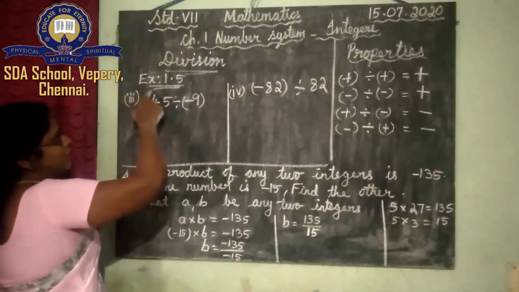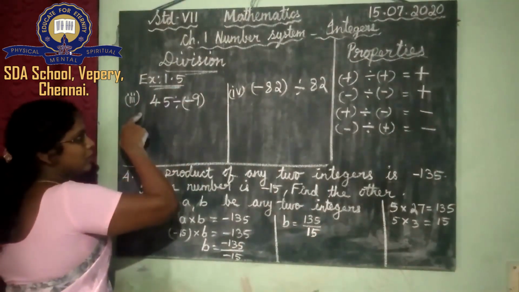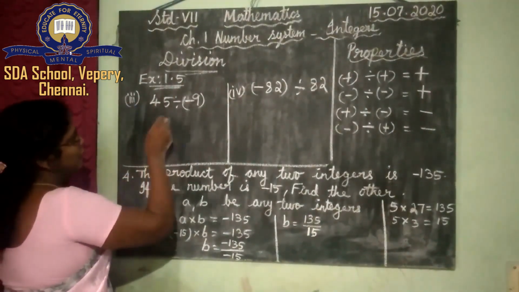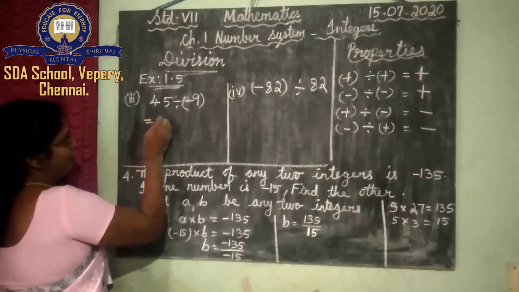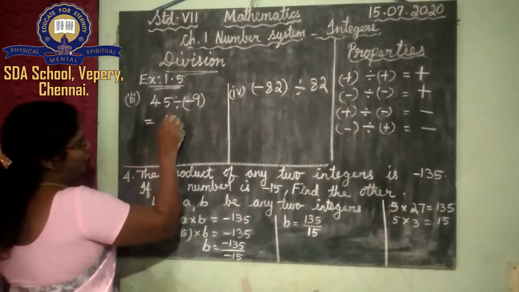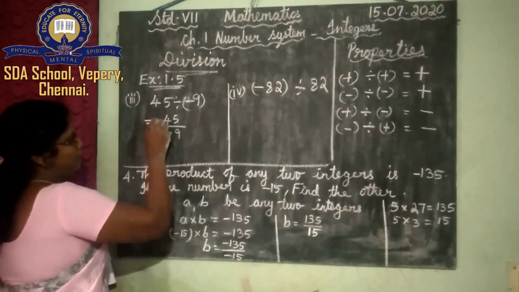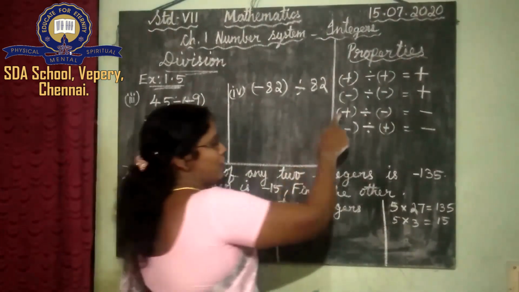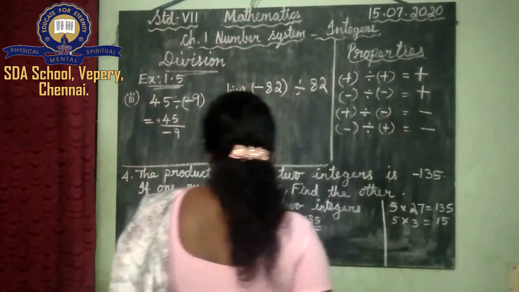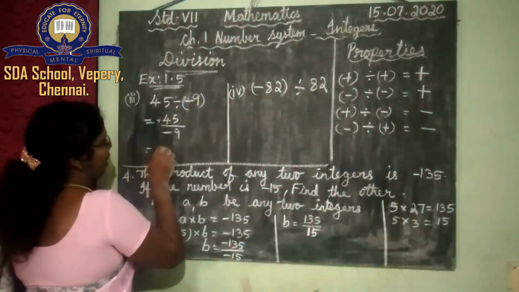Exercise 1.1. Third sum. 45 is divided by minus 9. So here it is plus. Plus and minus divided, what is coming? Minus sign. So minus.